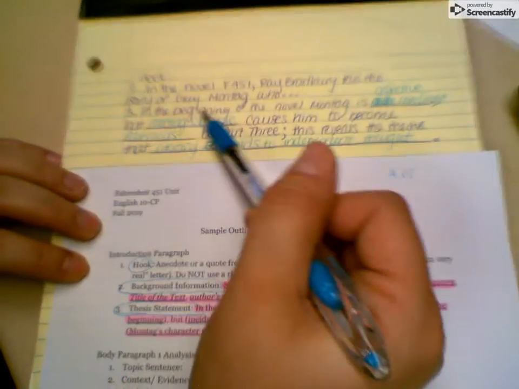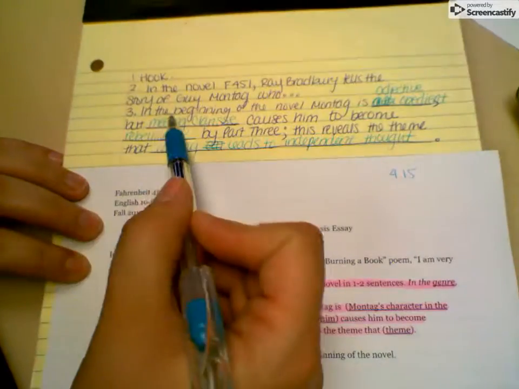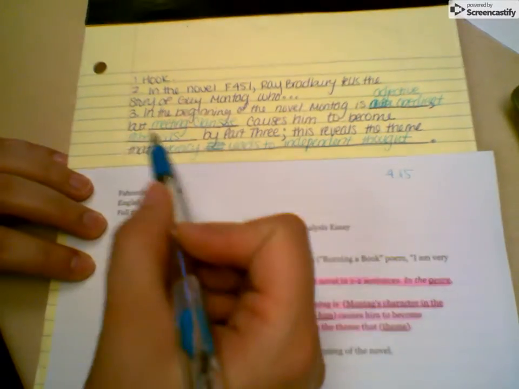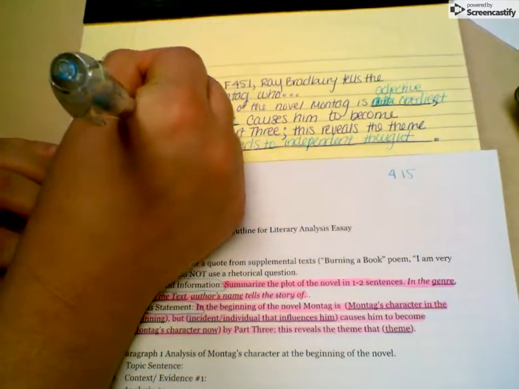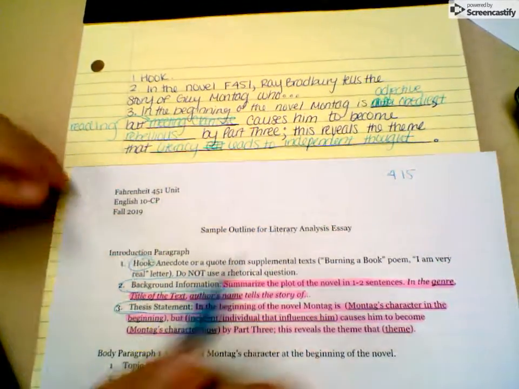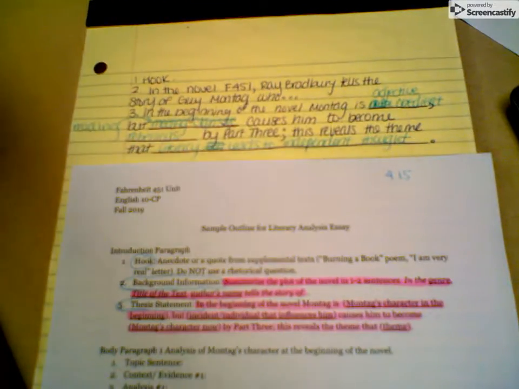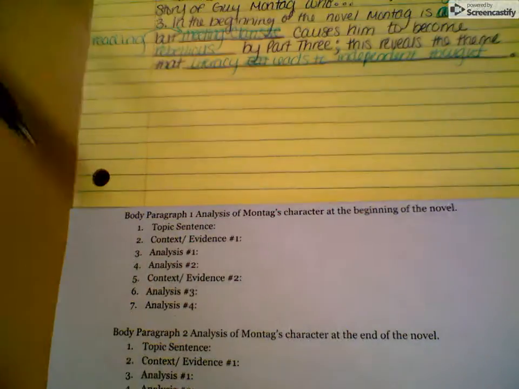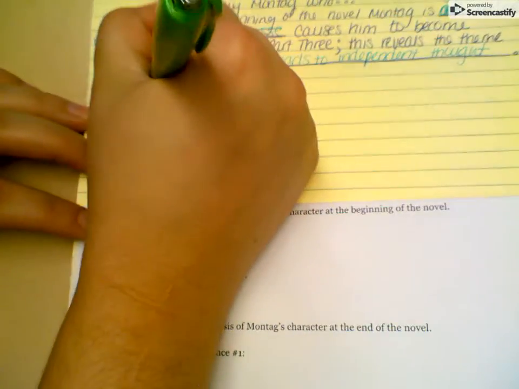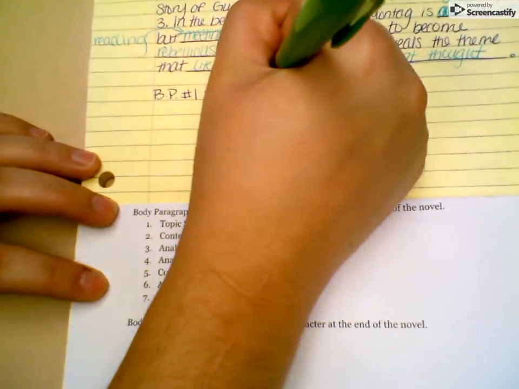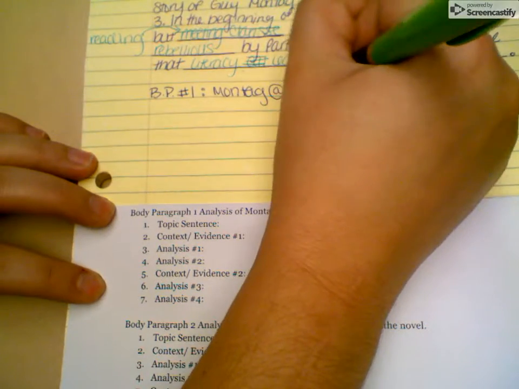I could write that in the beginning of the novel, Montag is obedient, but reading causes him to become rebellious by part 3. This reveals, I might change meeting Clarice to reading. I seem to like that better. Right? So then my outline is done. Whoops, I mean, this is the outline of my introduction paragraph. Now we're going to do a body paragraph very quickly. So I'm going to abbreviate body paragraph number 1. This is going to be about Montag at the start of the novel.